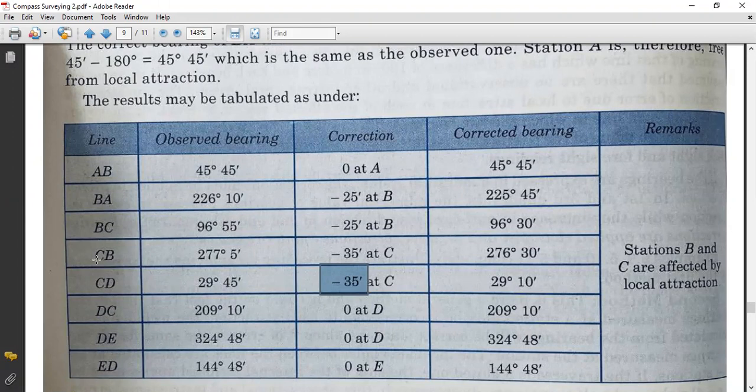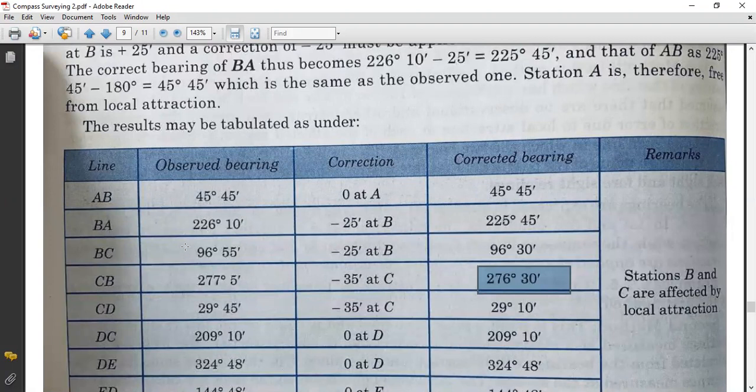Now come to CB, that is the back bearing of BC. Since CB is starting from C, the correction at station C is nothing but minus 35 minutes. So again I will deduct that from the CB line: 277 degrees 5 minutes minus 35 minutes gives the corrected bearing 276 degrees 30 minutes.